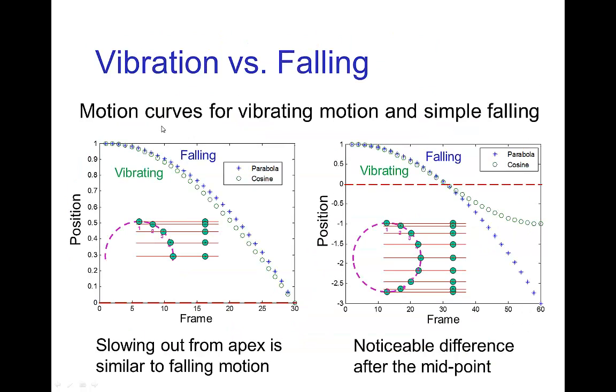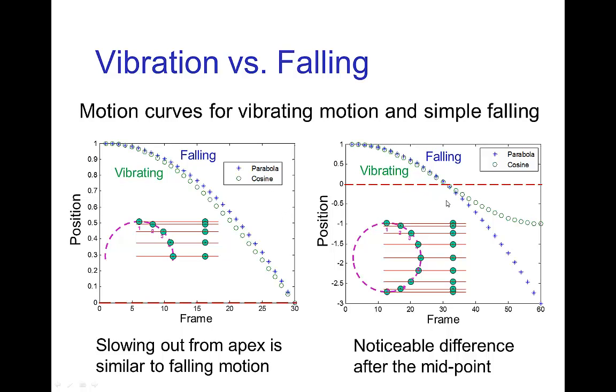Now, if we look at the motion curves for vibrating motion, so this would be the position on each frame, and compare those with falling motion, going from the top to the middle position, as we see here, the motion curve for vibration is rather similar to the parabolic arc that we have for falling motion. The main difference is that the motion curve is somewhat straighter on this part where it's approaching the middle part of the motion because the acceleration is less, so we have less curvature in that. But otherwise, the two curves resemble each other. For the vibrating motion, the mathematical description of the curve is actually a cosine wave.